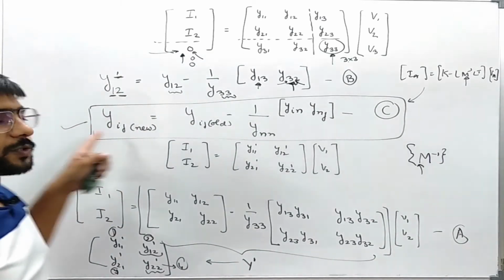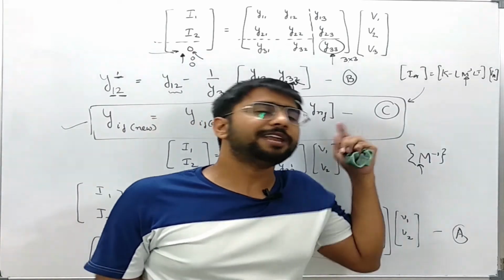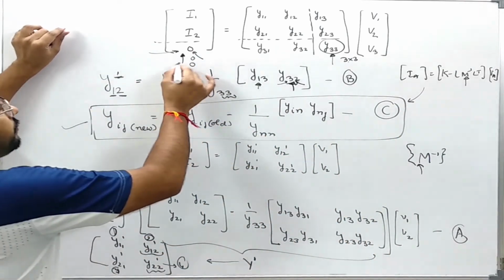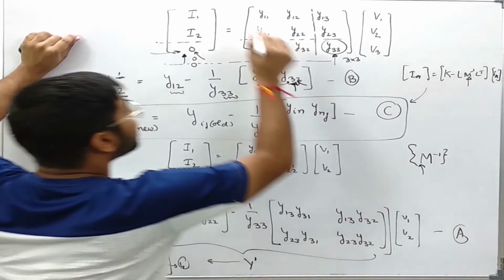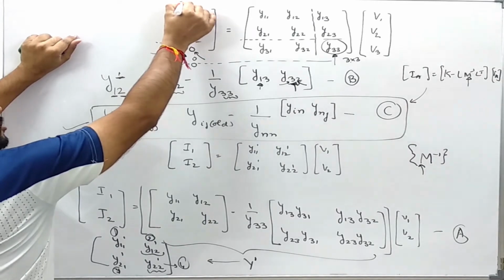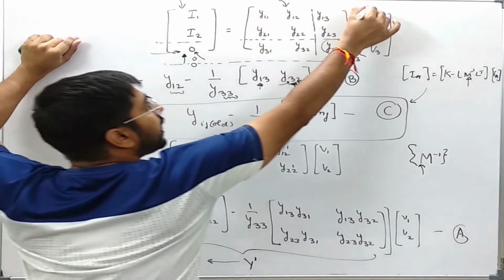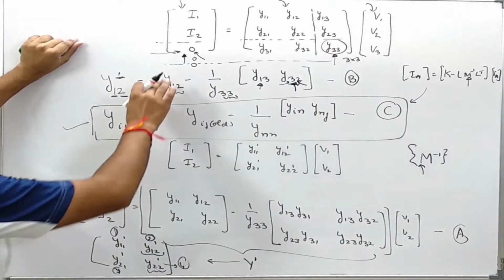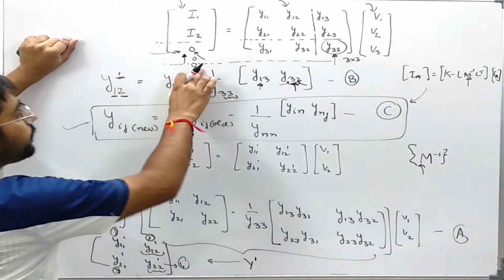But using this formula, we should always keep in mind that the row which we are going to eliminate should be in the highest order. That is, we should always rearrange all the elements of the current vector, the admittance matrix and the bus voltage matrix such that the row which we are going to eliminate is having the highest order.